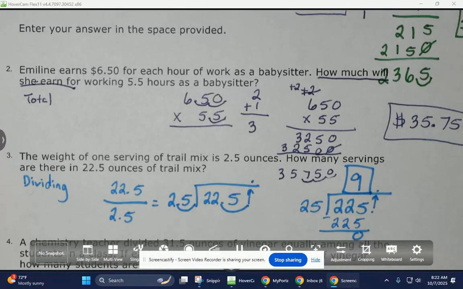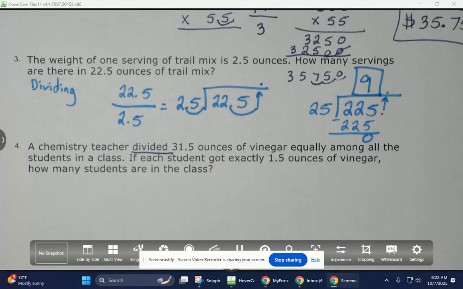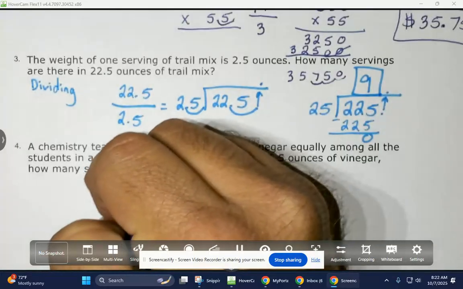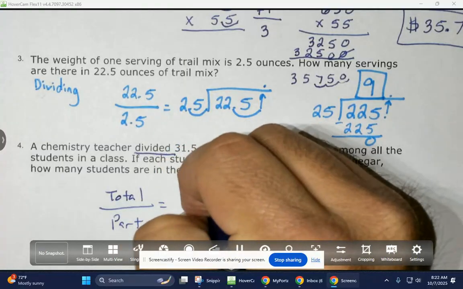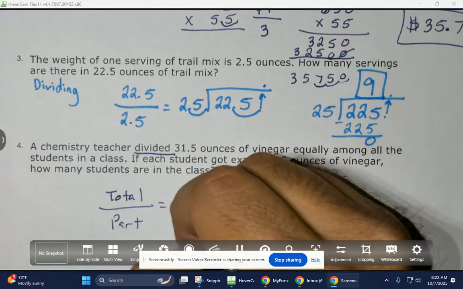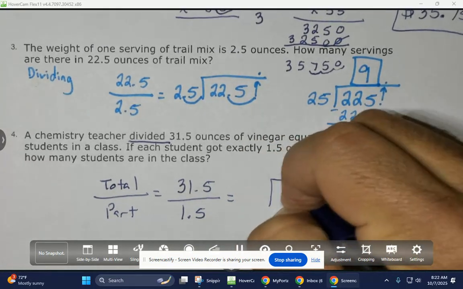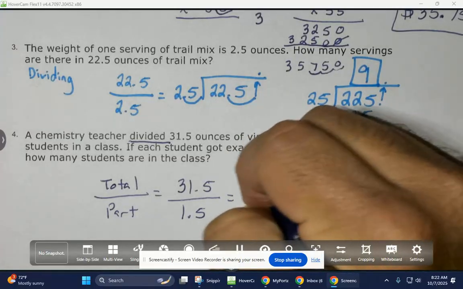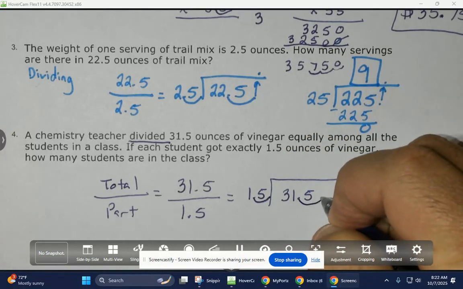All right, last one. I think this is by far the hardest one because it tells us a chemistry teacher divided. Right there, it tells us what we're doing. That's what makes it so hard. So again, you take your total divided by your part. The total has to go on the inside. Look at the number on the outside. Is there a decimal on the outside? Well, yes, there is. Kick it to the wall. There's one kick and up.